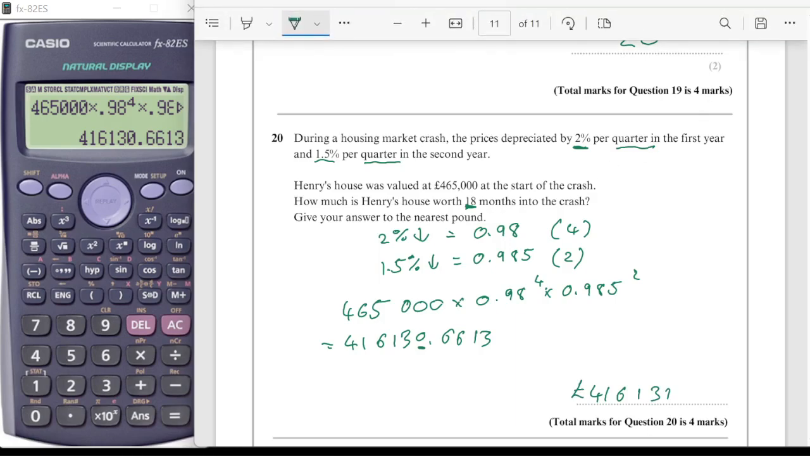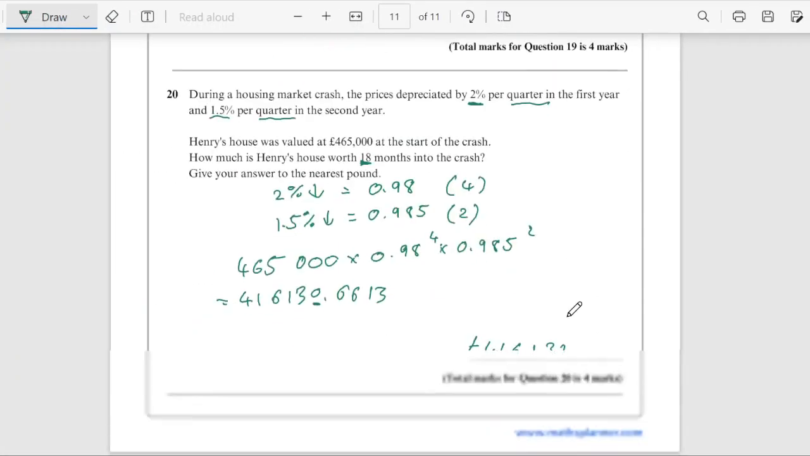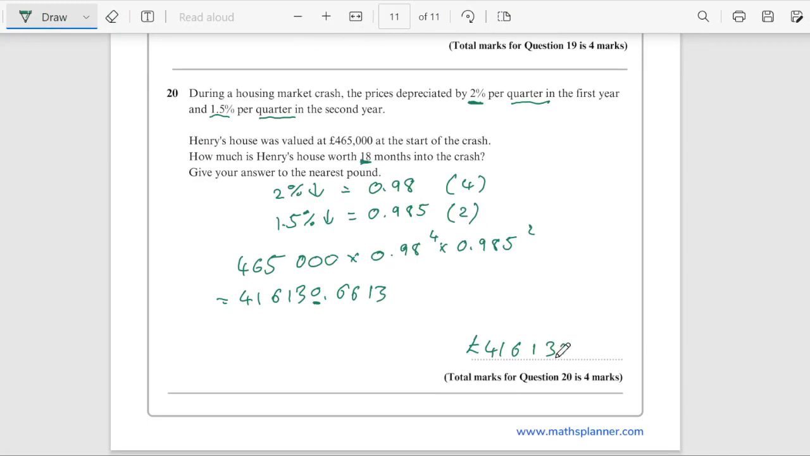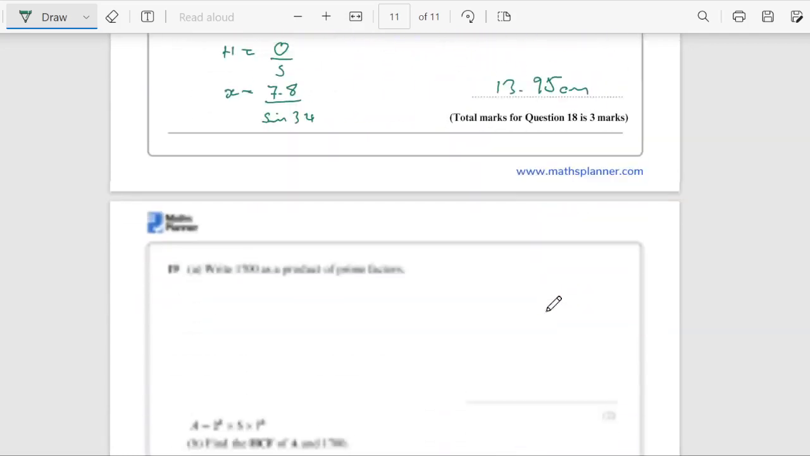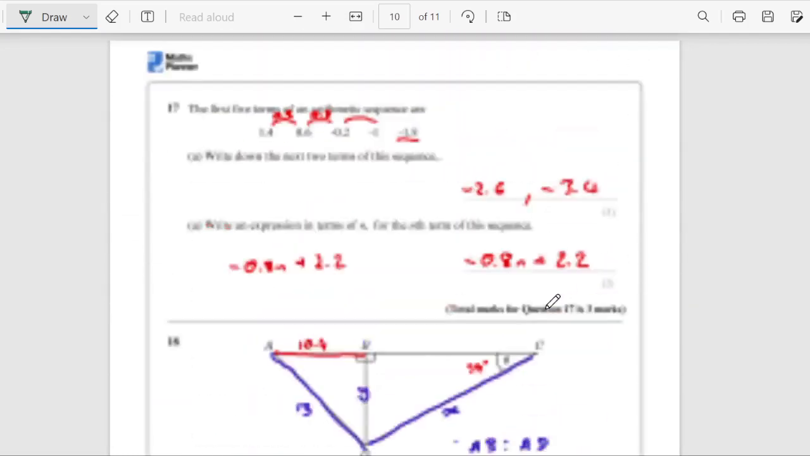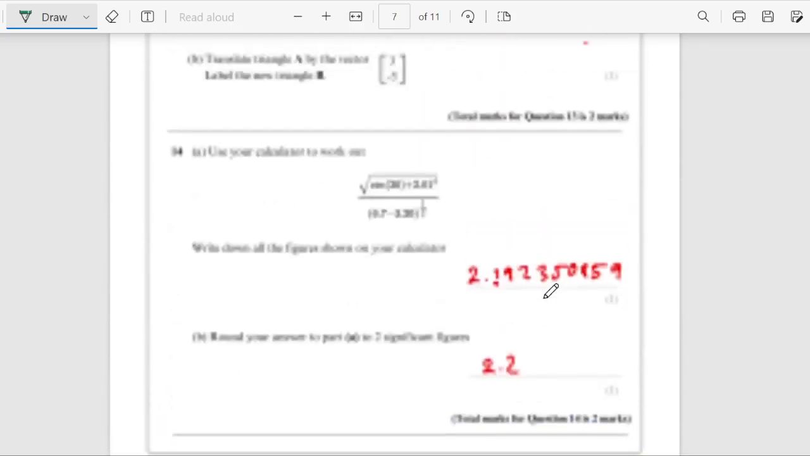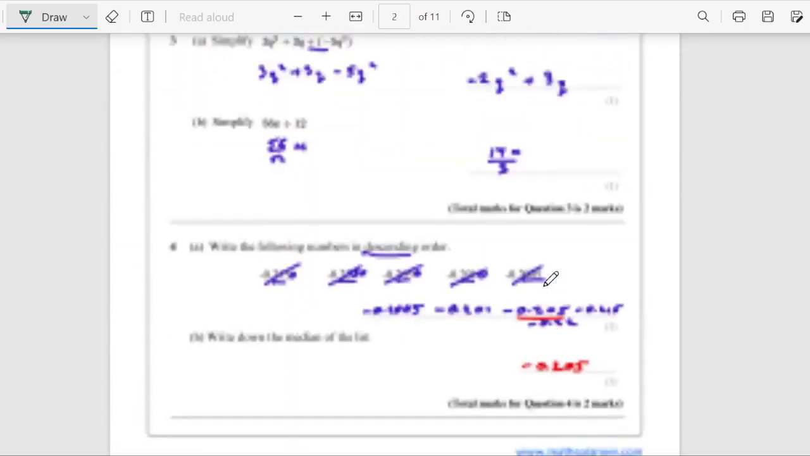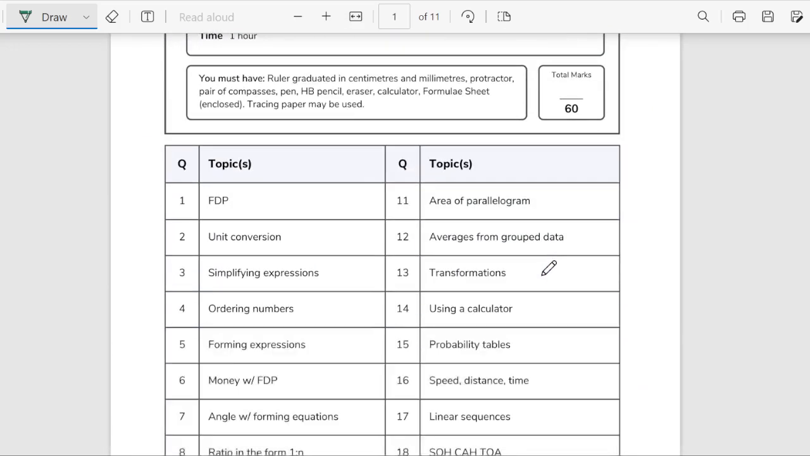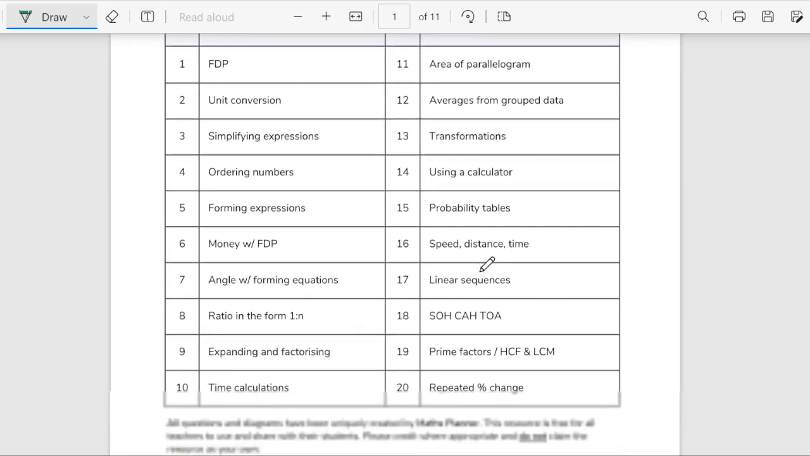And that brings us to the end of the paper. So really nice paper. Really enjoyed doing that. Thank you very much to Maths Planner. Fantastic. I thought it was very challenging, particularly the last few questions on the foundation. But I think that's great in terms of a predicted practice best guess paper. Very good paper.